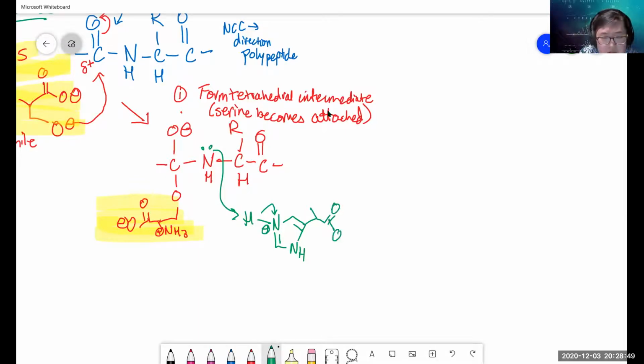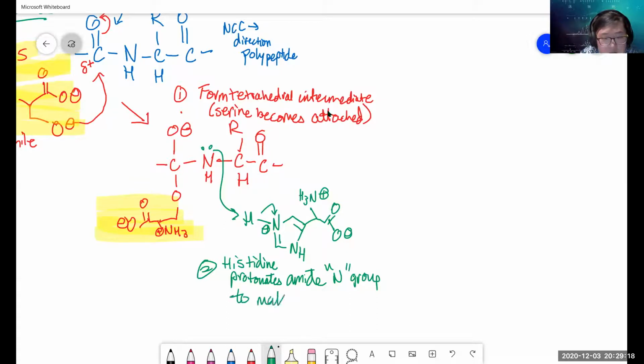Also, I use bond line structure because I'm just used to this. I know Dr. Puxdellus likes using the atoms, so it draws out the C's and H's. So you should be familiar with both. So what happens is histidine protonates the amide N group to make a good leaving group. It functions as a general acid.